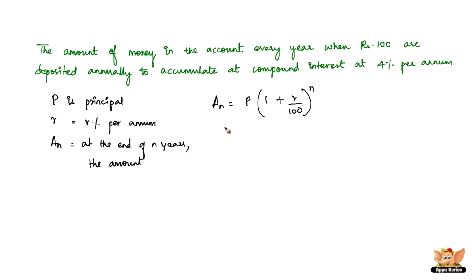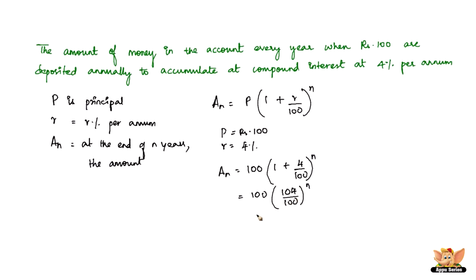Here we've got P equal to rupees 100 because that's the principal, how much you're depositing. And R is 4% per annum. So when we start solving, An, we don't know how many years, is 100 times 1 plus 4 by 100 to the power n. Taking the LCM, this is 100 times 104 divided by 100 to the power n, which is 100 times 1.04 to the power n, since 104 divided by 100 is 1.04.